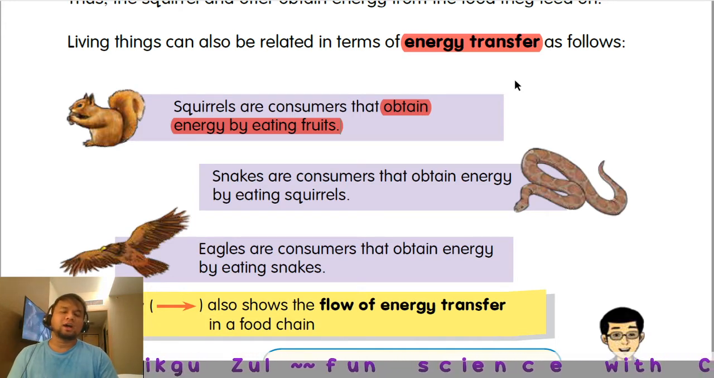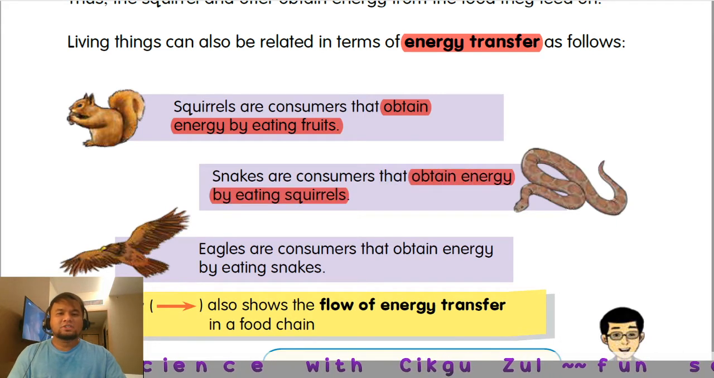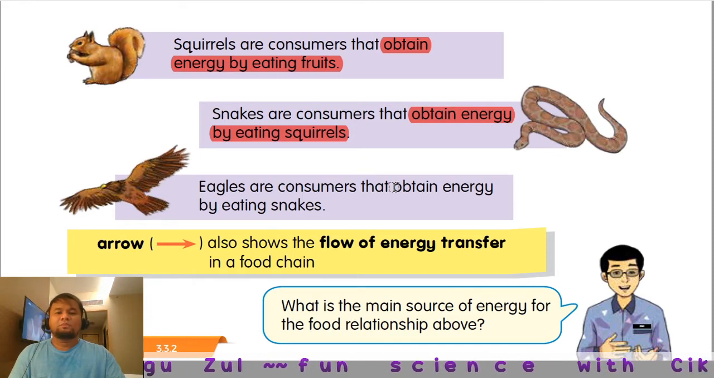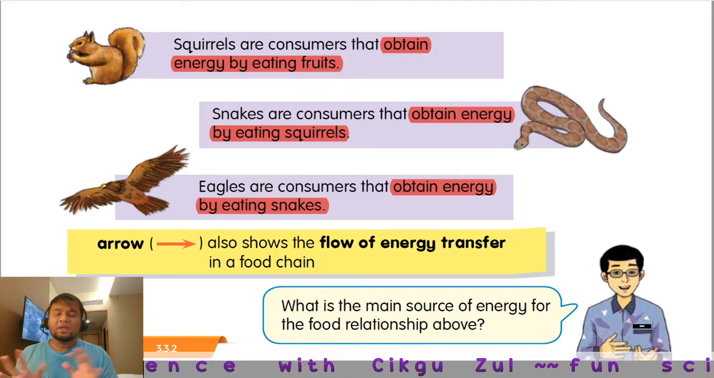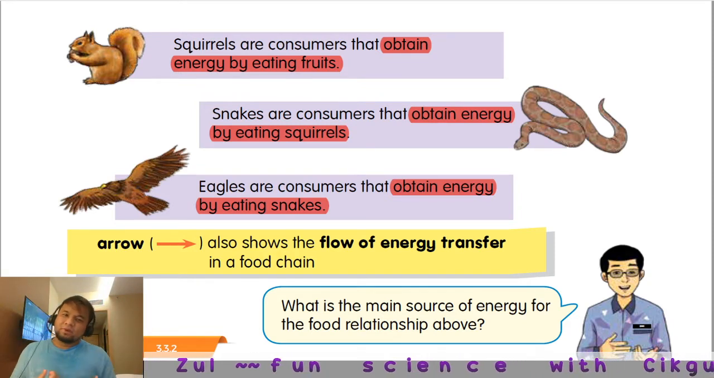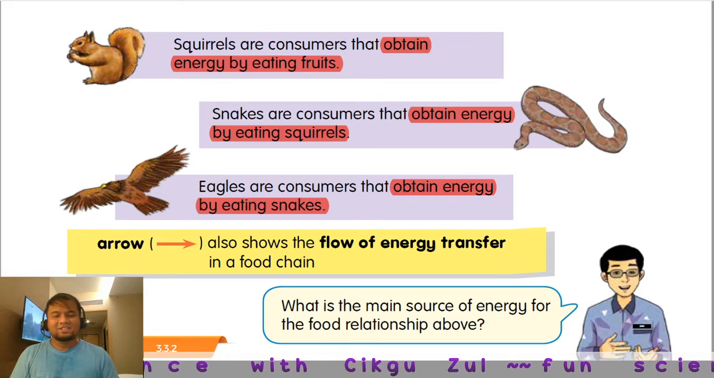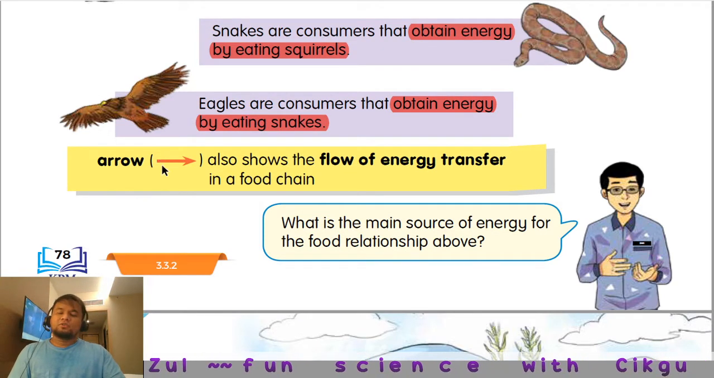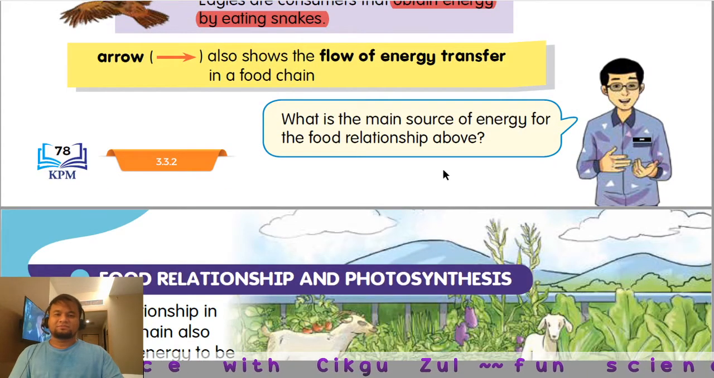Macam mana pula dengan ular? How about the snake? The snake obtains their energy by eating squirrel. And lastly, the eagles obtain energy by eating snake. Jadi, perkaitan di dalam rantai makanan tadi, the food chain, orang ini makan siapa? Dia dapat tenaga. And siapa lagi makan dia? Dia pun dapat tenaga. Senang saja kan? Okay, again, it is emphasized here. The arrow also shows the flow of energy transfer in a food chain.